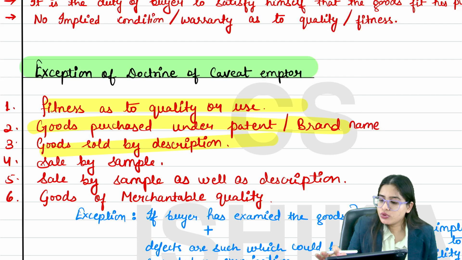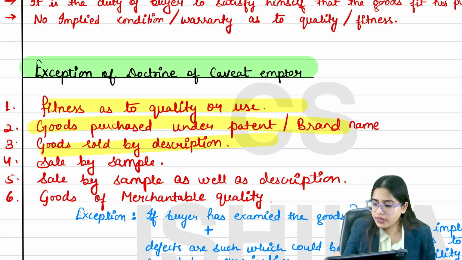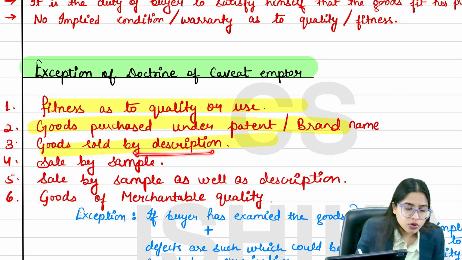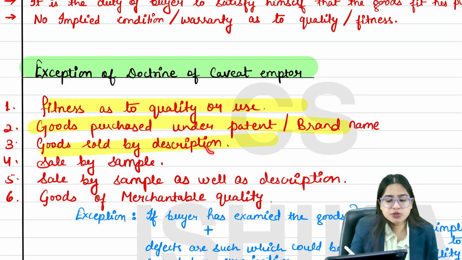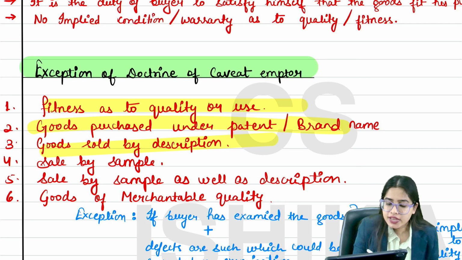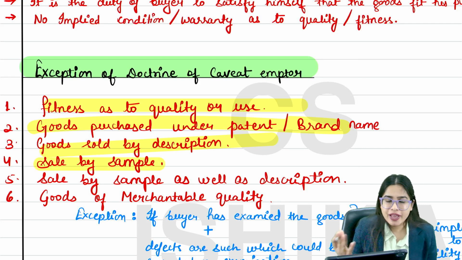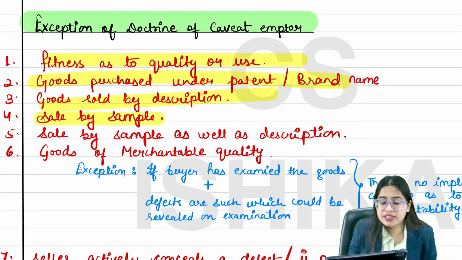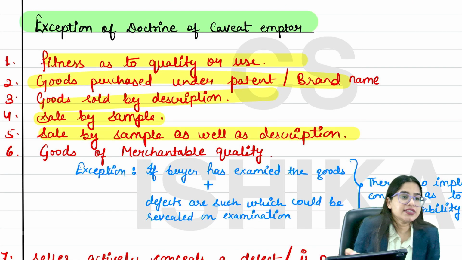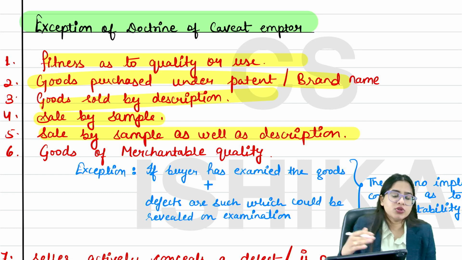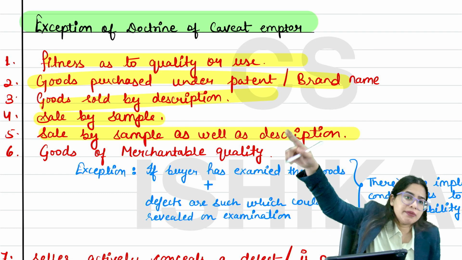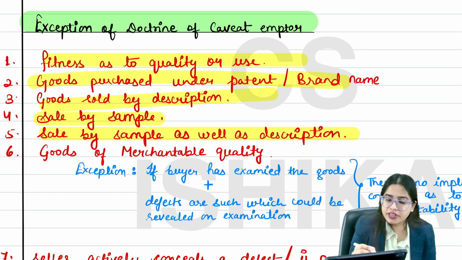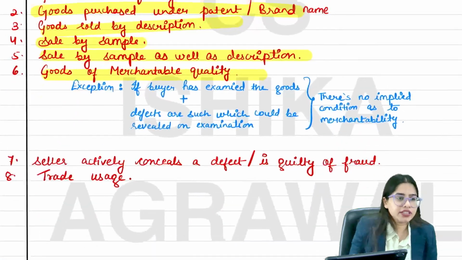Okay. Next, goods sold by description. Same, if goods are sold by description, then it should be according to the description. Otherwise, the seller can be made responsible. Sale by sample, it should be as per the sample. Otherwise, the seller can be made responsible. Sale by sample and description, it should be as per both sample and description. Otherwise, the seller can be made responsible. Guys, these points are the same as we did in implied condition. Those same points you can write here. Merchantable quality, same we did there also.